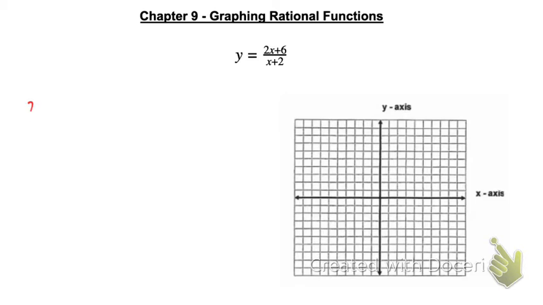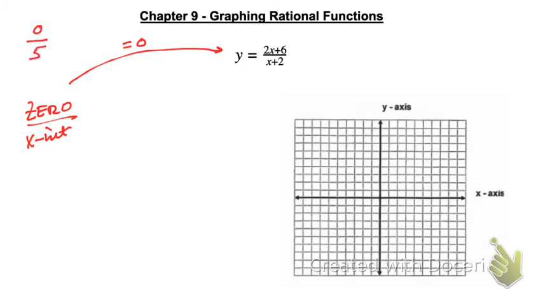The first thing we did was we found something called the zeros, or the x-intercepts. That is, where will this thing touch the x-axis? Well, that would be wherever it is equal to 0. Now, if you can remember, whenever you have a fraction, when is a fraction equal to 0? It's equal to 0 when the numerator is equal to 0. So to find our zeros, our x-intercept, all we do is take our numerator, which is 2x plus 6, set it equal to 0, and we solve it. And we get x equals -3.